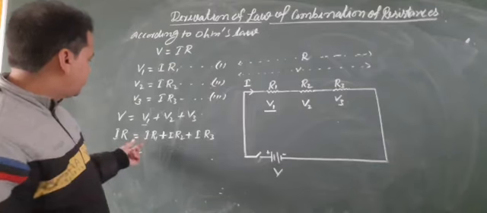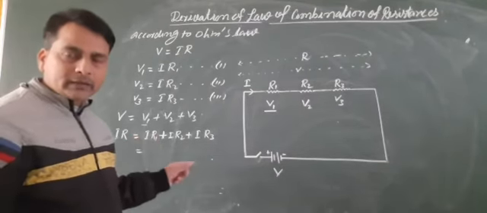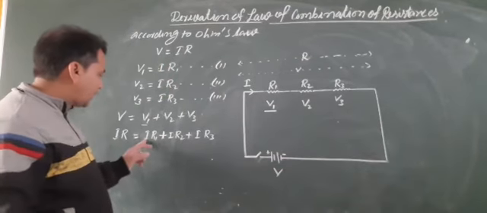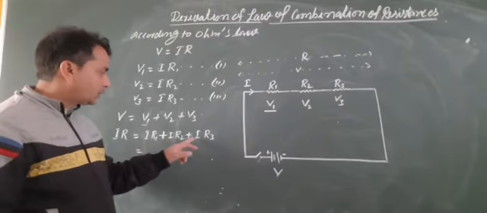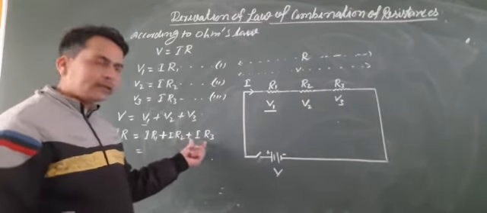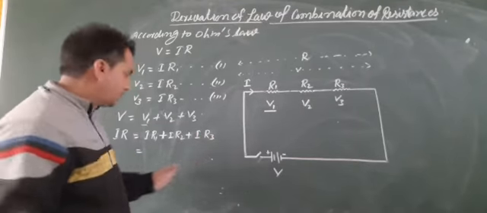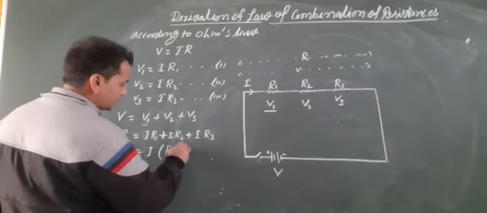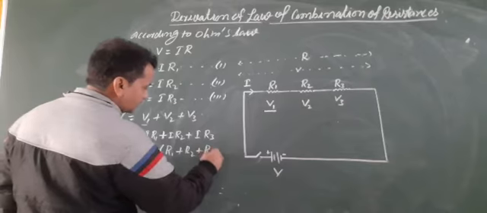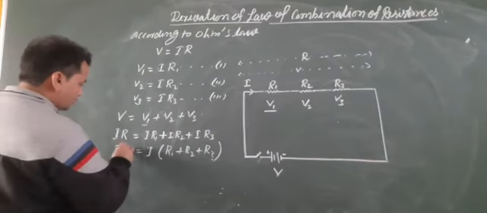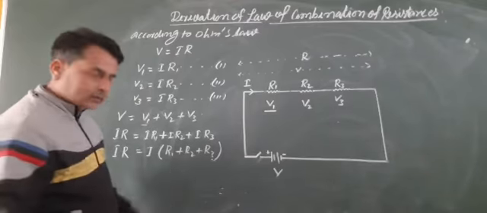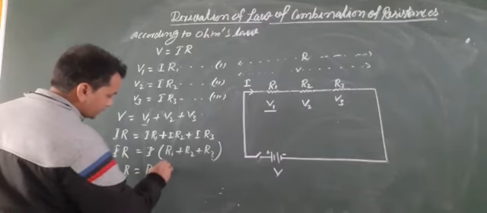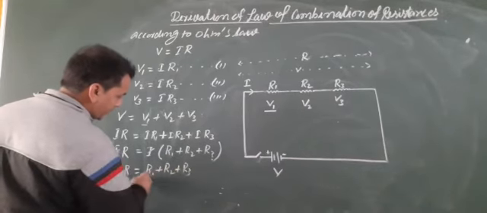So here the net current I is the same in each term: I into R1 plus I into R2 plus I into R3. Taking the common factor I, we get I equal to I into the bracket R1 plus R2 plus R3. Simplifying this, I equal to I, then R equal to R1 plus R2 plus R3.